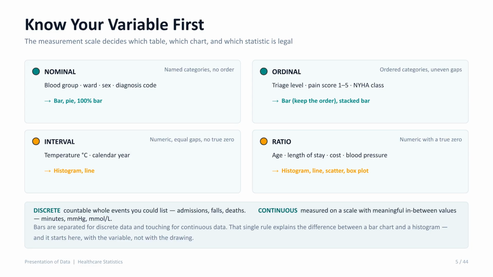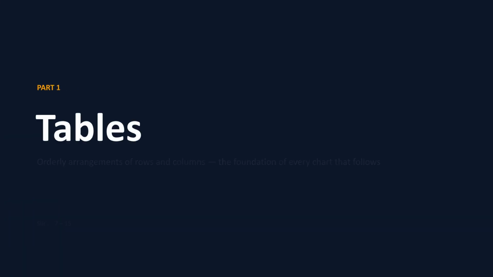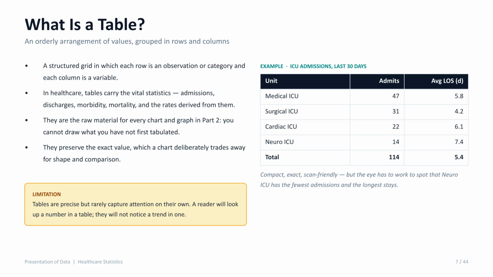Before you create any visual, you must identify your variable type. Whether it is nominal, ordinal, interval, or ratio, determines which statistical methods and chart types are appropriate for your data. We now begin Part 1, Tables. Tables are the foundation of every chart that follows and serve as an orderly arrangement of rows and columns. A table is a structured grid where rows represent observations and columns represent variables.